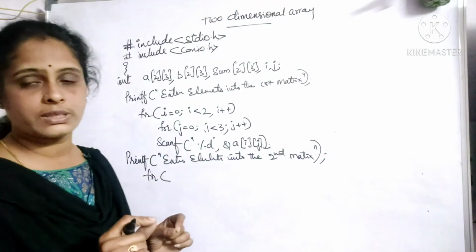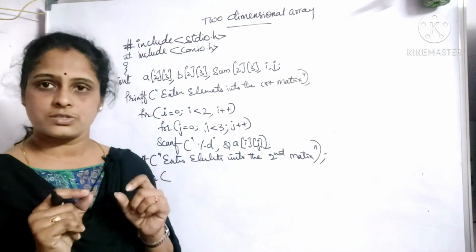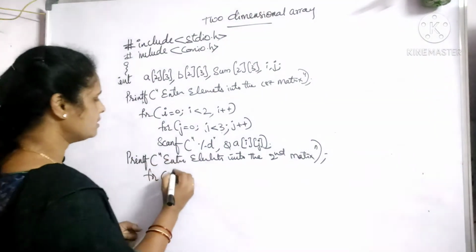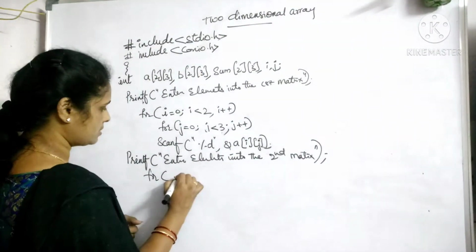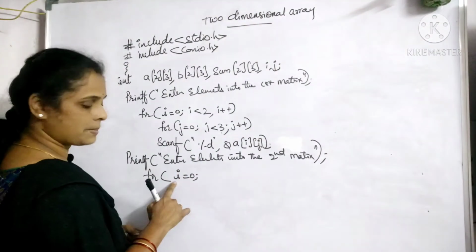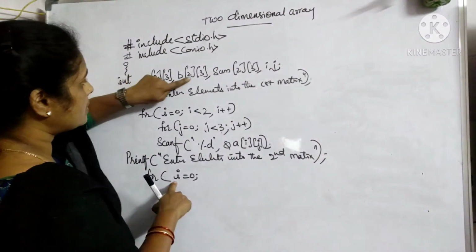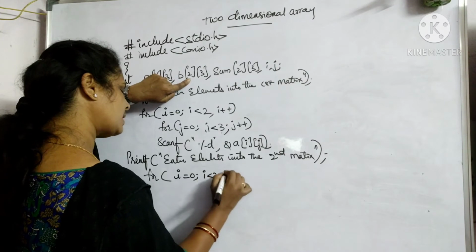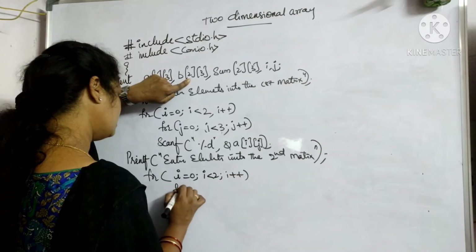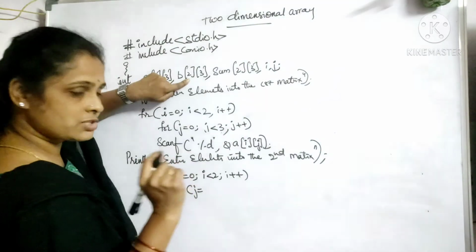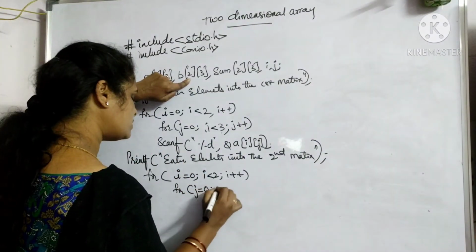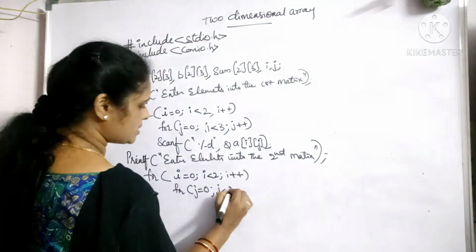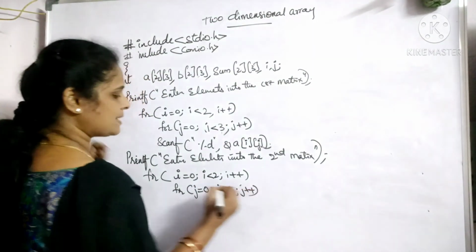Rows we are mentioning with i, and columns we are mentioning with j. Here the same thing is repeated, only the name of the matrix will be changed. The name of the array will be changed here. So again rows I'm mentioning with i. Now B's row count is 2, so it should be less than 2, and i plus plus. Again j is mentioned for columns here. So j equal to 0, j less than how much? 3 here. So j less than 3 and j plus plus.